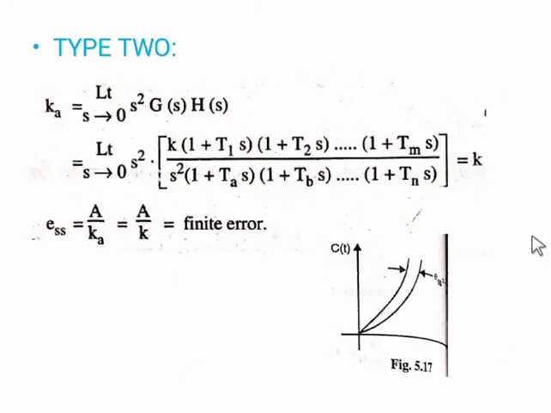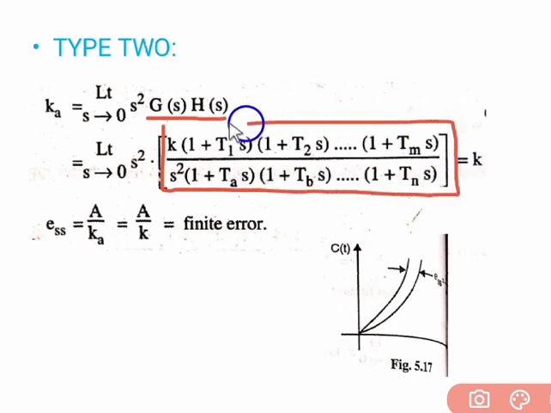Now consider the type 2 system. For type 2 systems, Gs Hs equal to K by S square. So this S square and this S square will cancel out. So there remains only K. If we put the value of S equal to 0, only K remains. So the value of Ka equal to K. So steady state error ESS equal to A by Ka equal to A by K, which is finite. That means it is a constant term. So this is the steady state error for parabolic input: ESS is finite, A by Ka.